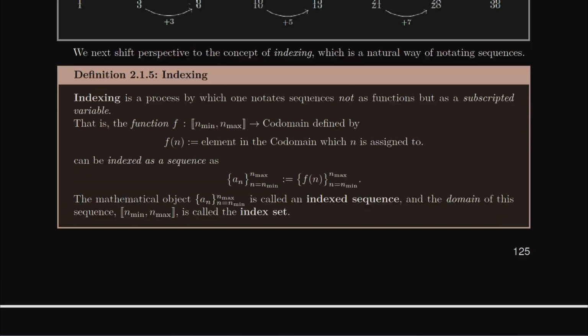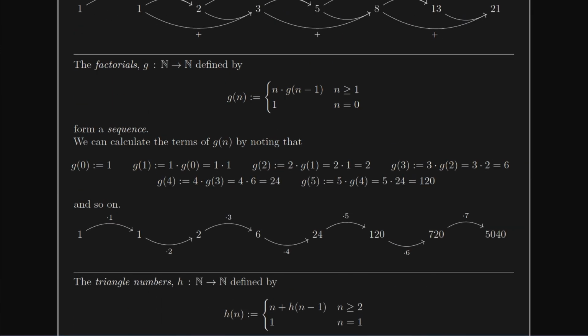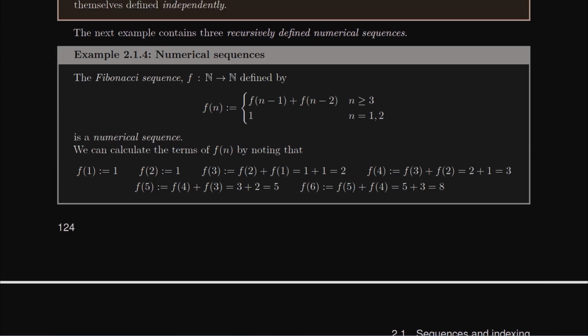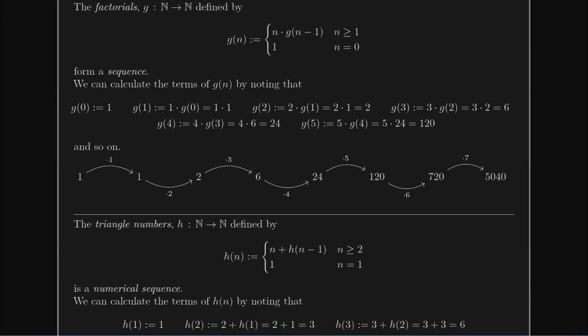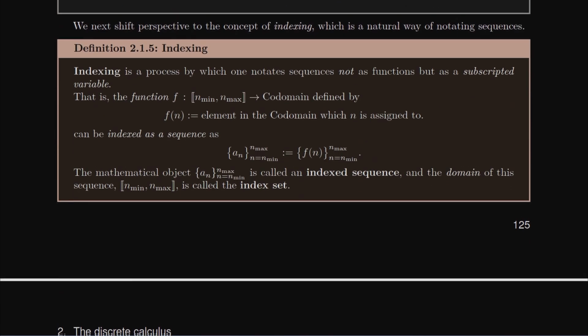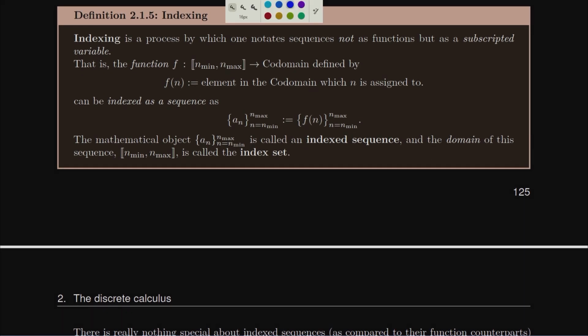So we're going to switch over. I've been using this h of n, or up here g of n, or up here even f of n, to really reinforce that these are functions from a subset of the integers into some codomain. In fact, most of the time when we encounter sequences, it's not notated in that way. It's notated in a way called indexing. And so that's why the title of this section was Sequences and Indexing.